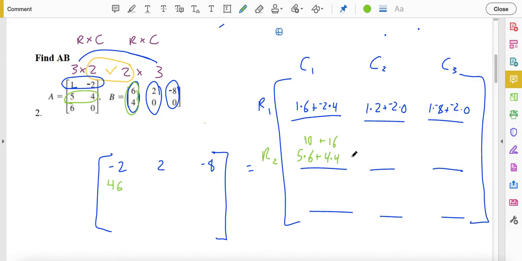Okay, then for our next one, we take row 2 times column 2. So we're going to take our row 2 of this first matrix and multiply by column 2 of the second. So we've got 5 times 2 plus 4 times 0. That's just 10 plus 0, which is 10.